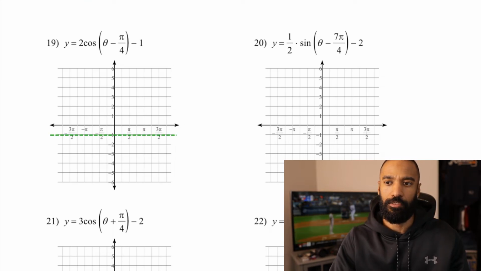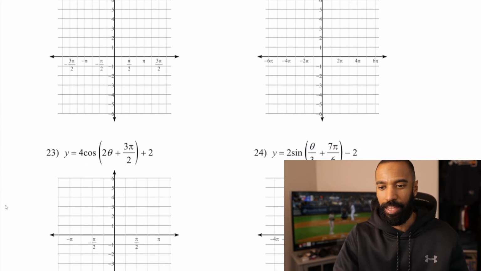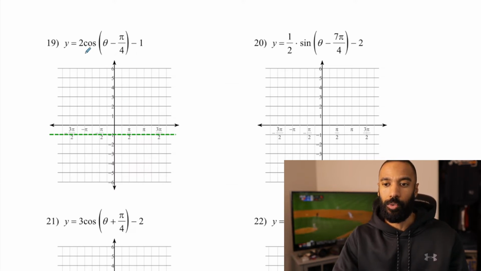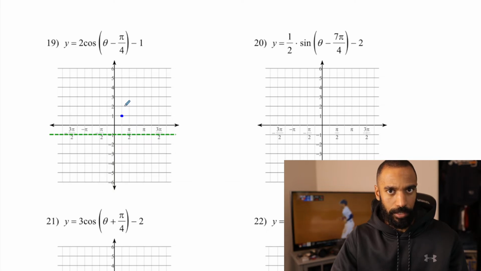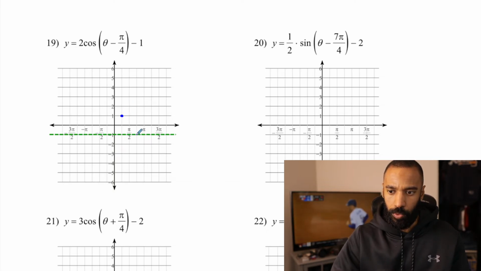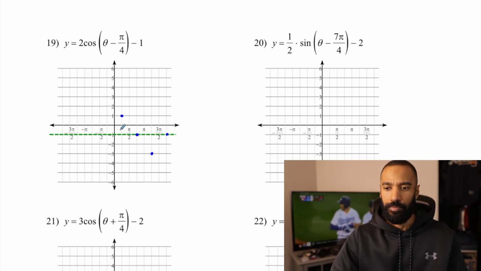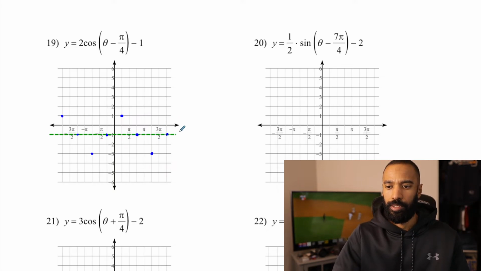You got a midline of -1. This is cosine. Notice cosine is now on the left side, and sine is on the right side. This is a cosine graph, so we'll be 2 above the midline, pi over 4 units to the right. Frequency is still 1 right here, so every pi over 2 units will hit another bit. Boom, boom, boom. Looks good. And then boom, boom, boom, and boom, like that.